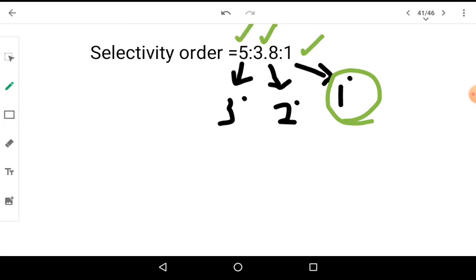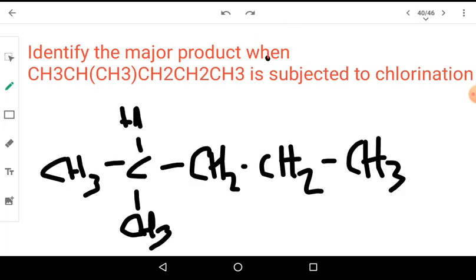Now what does this mean? Let us take an example to understand what the selectivity order is and what is the significance of this selectivity order. Why do we need this selectivity order? Here we can see a compound. Let us look at this question. Identify the major product when this particular compound is subjected to chlorination.